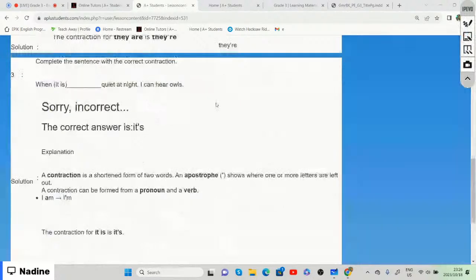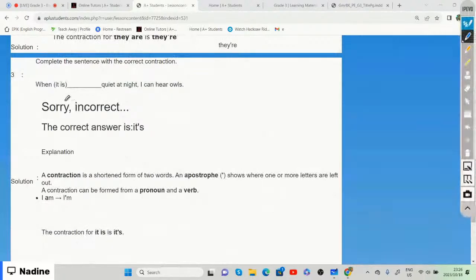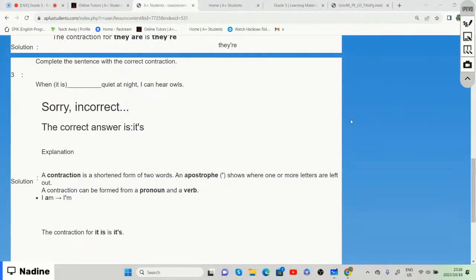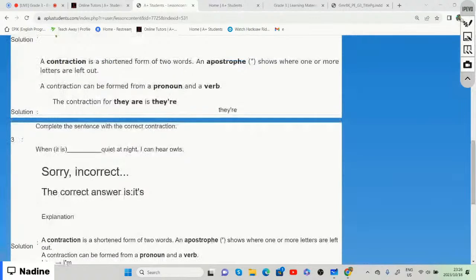All right, so now let's look at the new word. When it is quiet at night, I can hear owls. Remember, I said the first word stays the same. The second word, we remove either one or more letters. So it is. How do you think we will be able to write the contraction of it is?